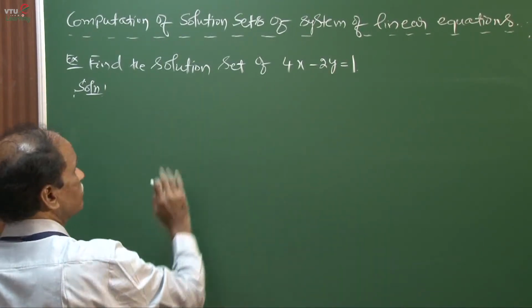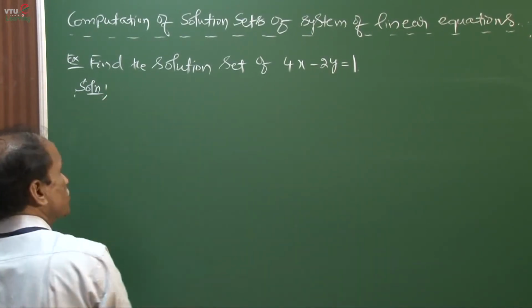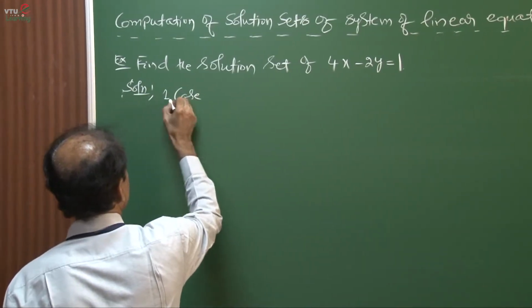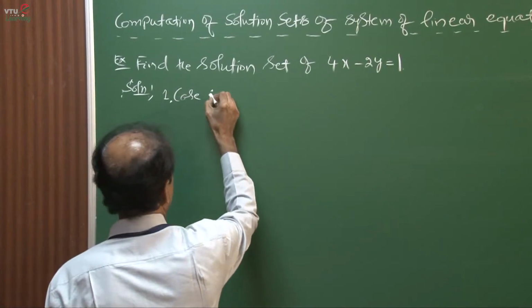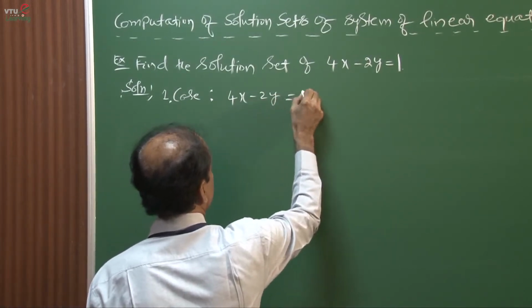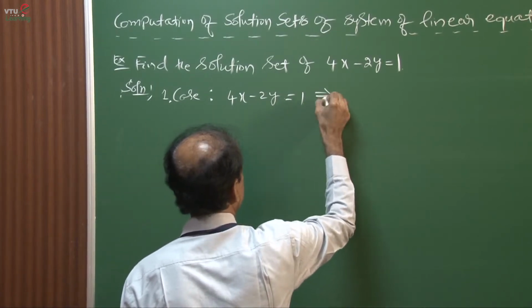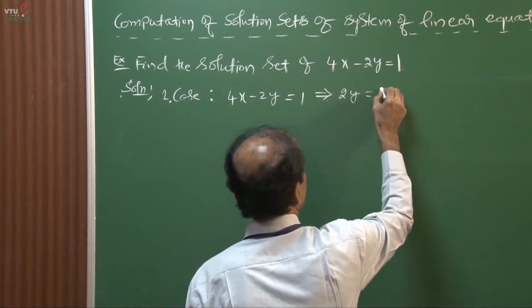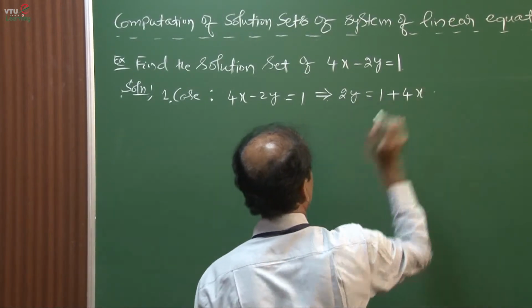So let me start with the first possibility, case 1. That is, 4x minus 2y is equal to 1 can be taken as 2y is equal to 4x minus 1.